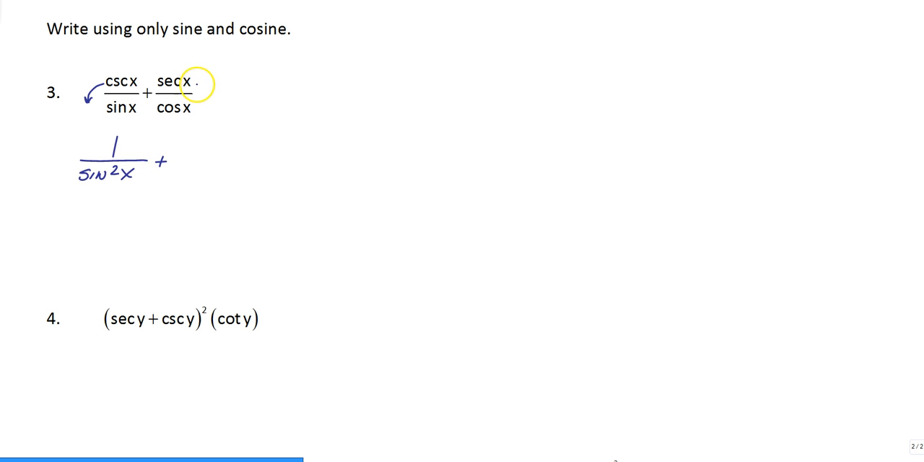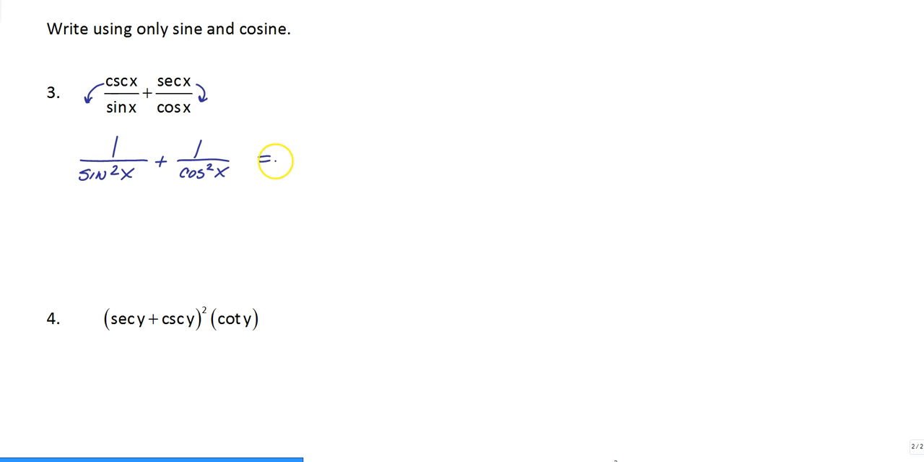Plus, we're going to do the same thing with secant. Secant x is 1 over cosine x. So if we bring a cosine to the bottom, we now have 2. So we have cosine squared x. Okay, so that's the first step.